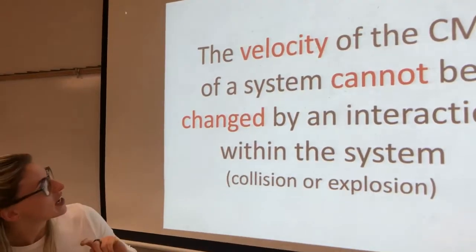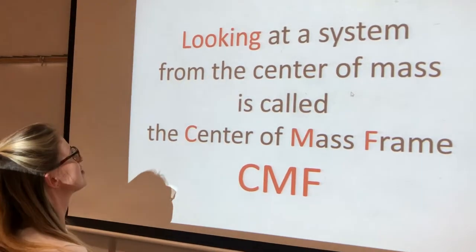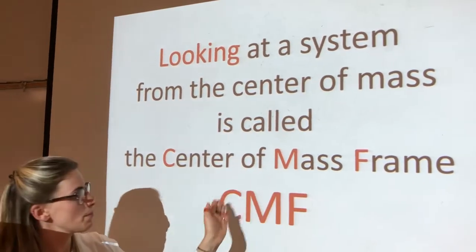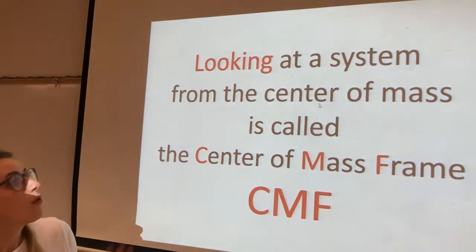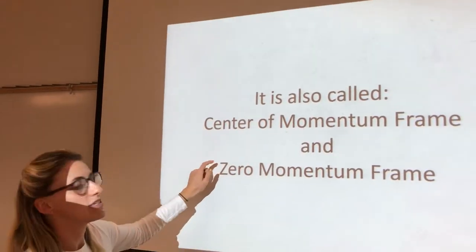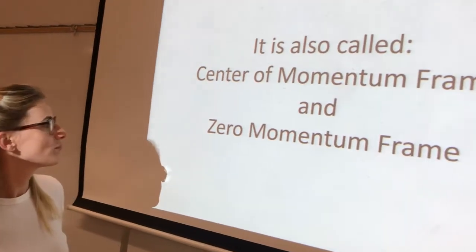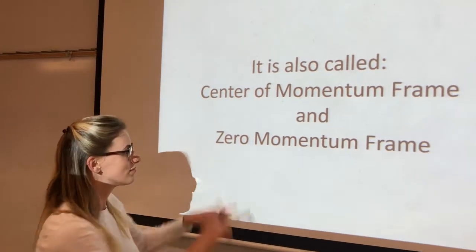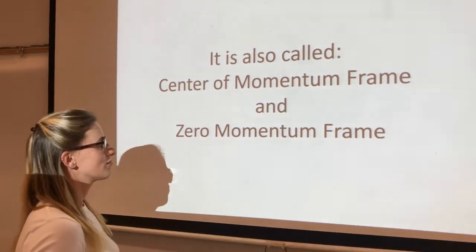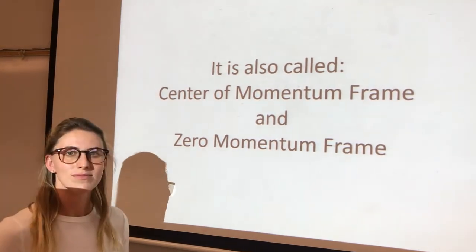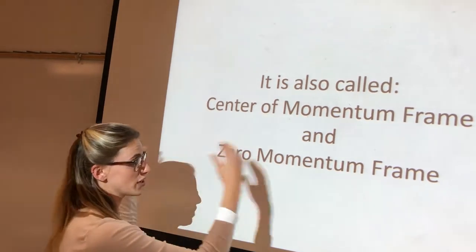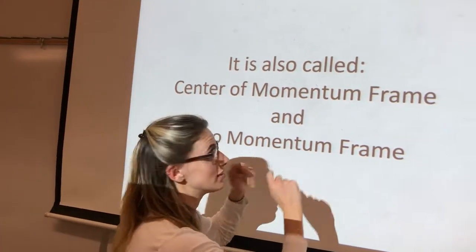Velocities cannot change. Looking at a system from the center of mass is called the center of mass frame, CMF, or as we called it yesterday, center of momentum frame, with 0 momentum. That's like in that computer simulation that we saw where it was the X that was moving. The X was the center of momentum frame, looking at the 2 objects from that perspective. And we noticed that the velocity of the X didn't change, right? Even when the balls hit, it still did its thing.